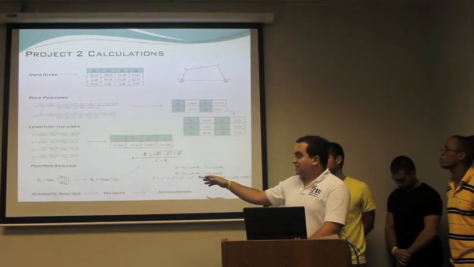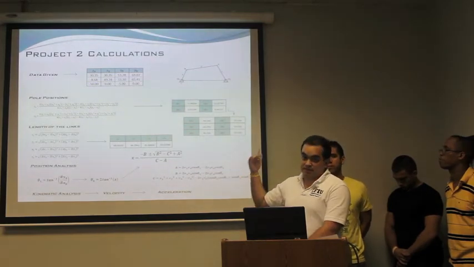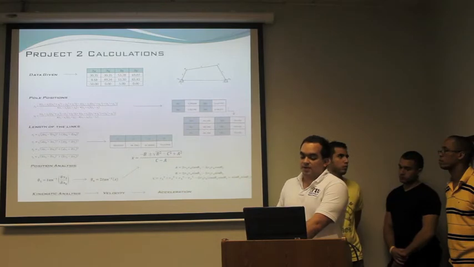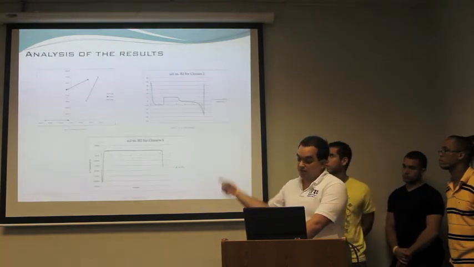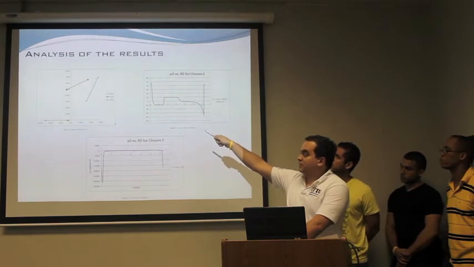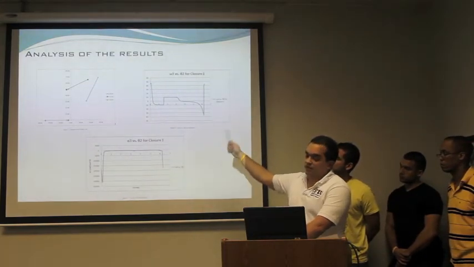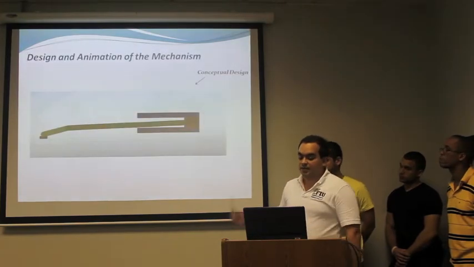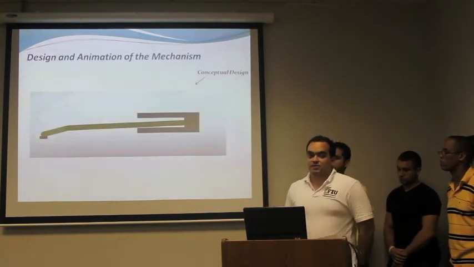For the position analysis, we performed the same steps, but in this case for the four-bar mechanism. Here you can see the plot of the 3 positions given and the comparison between the angular velocity and acceleration of the coupler link. Jose is going to talk about the SolidWorks.